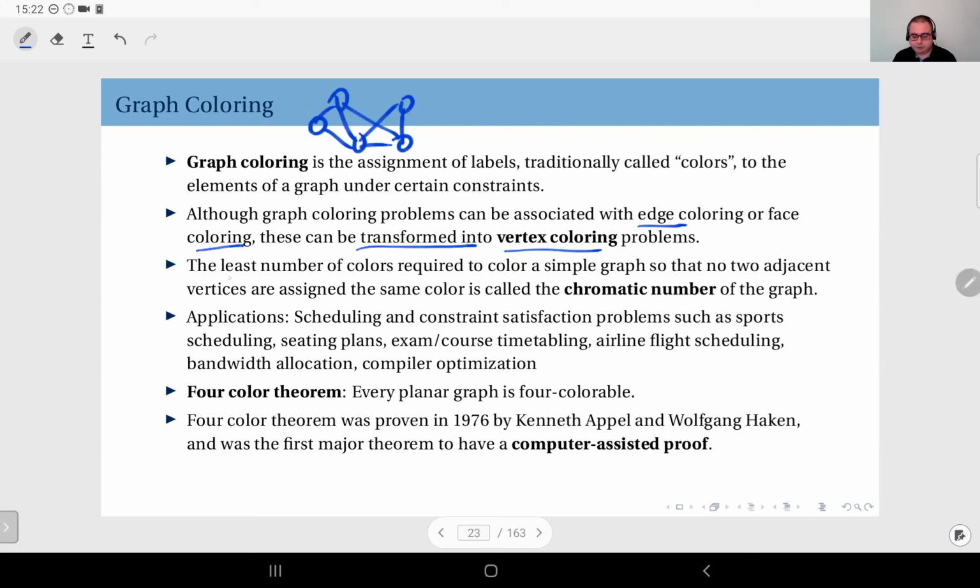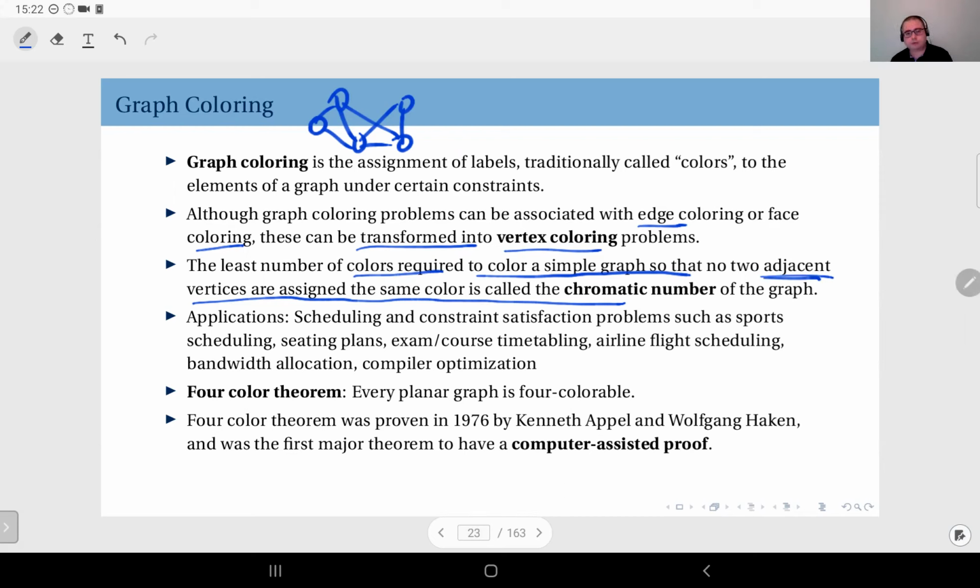Now, the least number of colors required to color a simple graph so that no two adjacent vertices are assigned the same color is called the chromatic number. So this is the problem I have just mentioned. You have a simple graph, and you want to color each vertex so that when two vertices have an edge between them, meaning that they are adjacent, they do not have the same color.